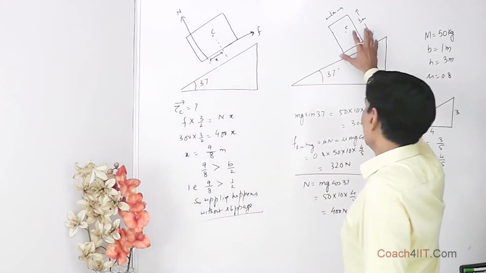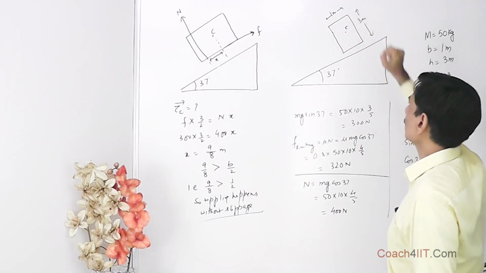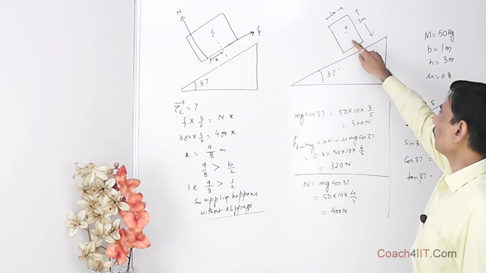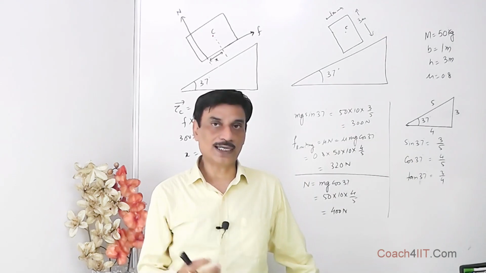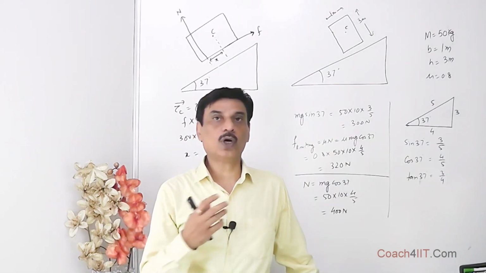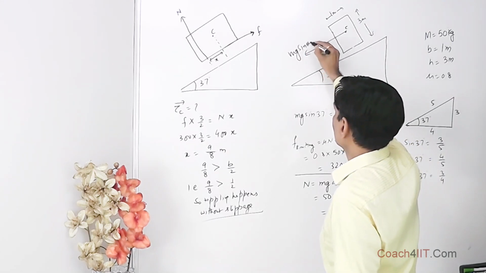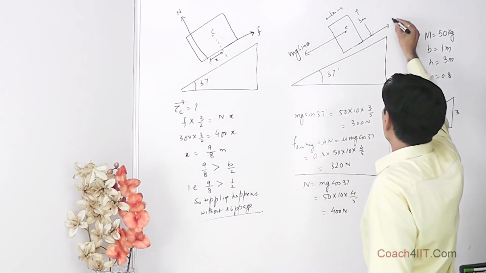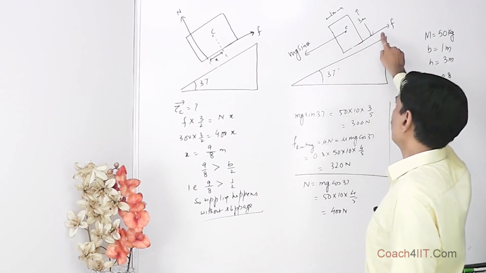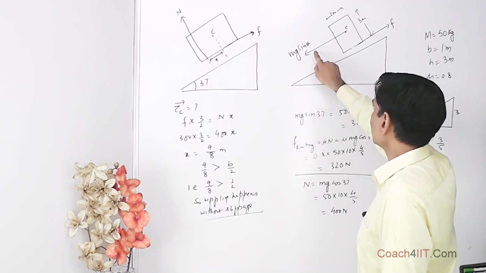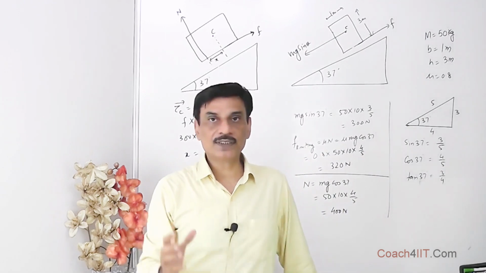So over here we have this block, the mass is given as 50 kg, this width is given as 1 meter, this height is given as 3 meter, and mu, the coefficient of friction between this and this, is 0.8, right? And this has just been put over here. So now we are asked whether this block will slide or topple. Obviously this way the force is going to be mg sine theta, and this side is going to be the frictional force. If mg sine theta is greater than the limiting value of friction force, it is going to slide this way. If mg sine theta is less than the limiting value of friction force, it means this will not slide.